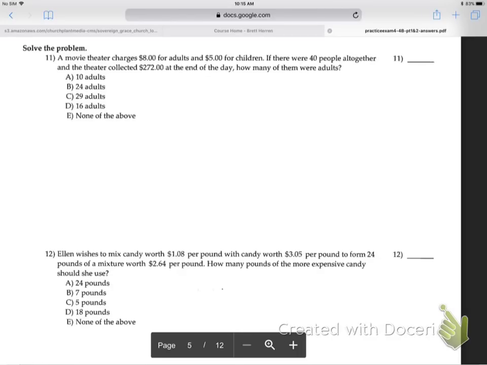Okay, movie theater, $8 adults, $5 children, 40 people, and so on. It's a money problem. So remember, maybe you don't, money problem. First one has no money at all. The second one is all about money. So I'm going to write, okay, it's number of adults plus number of children is 40.